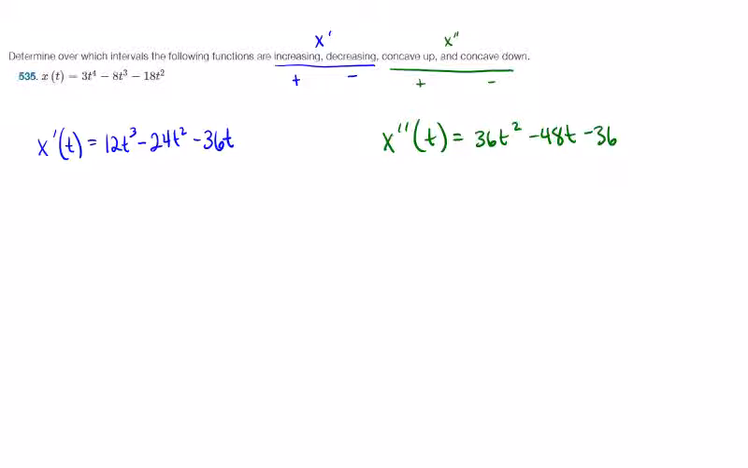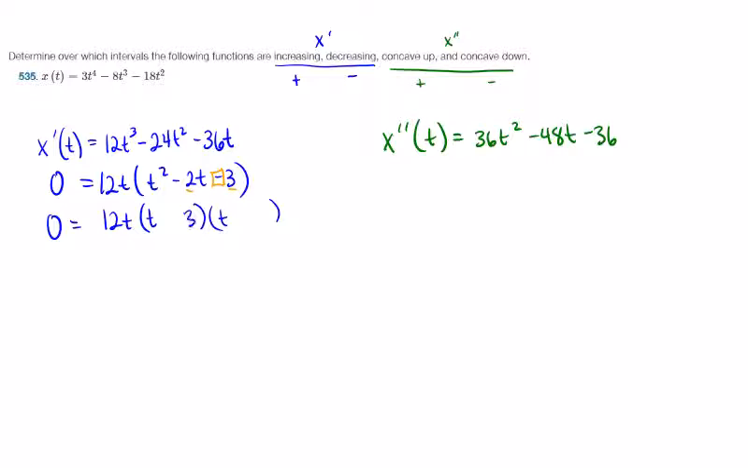All right, so let's set this equal to 0, and I'm going to factor. So 12t is a common factor here, so I'm going to factor out a 12t, and I'll end up with t squared minus 2t minus 3. All right, and so here we have a simple quadratic. We're looking for numbers that we can multiply to get 3 that we can subtract to get 2. And those numbers are 3 and 1.